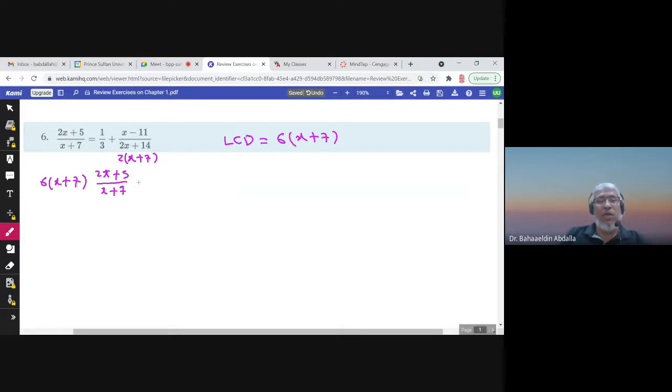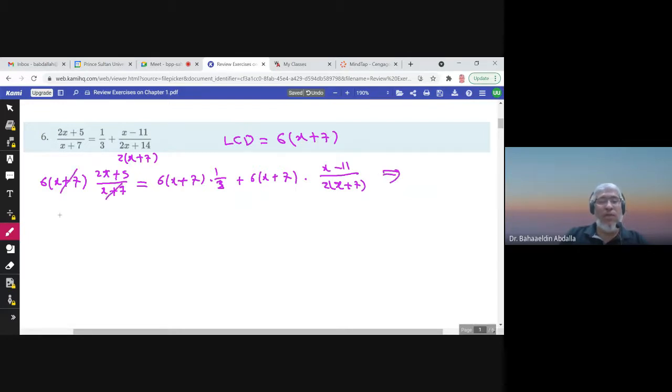This is the left-hand side. We also multiply 1 over 3 and x minus 11 over 2x plus 14. And by the way, it's better now to write 2x plus 14 as 2 times x plus 7. So I will have the following.